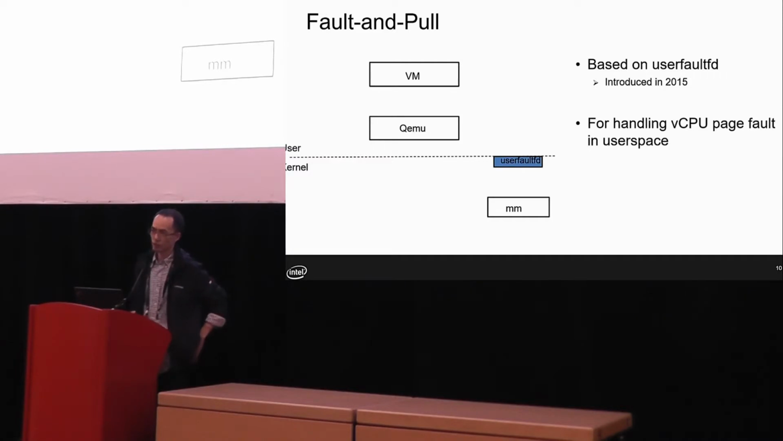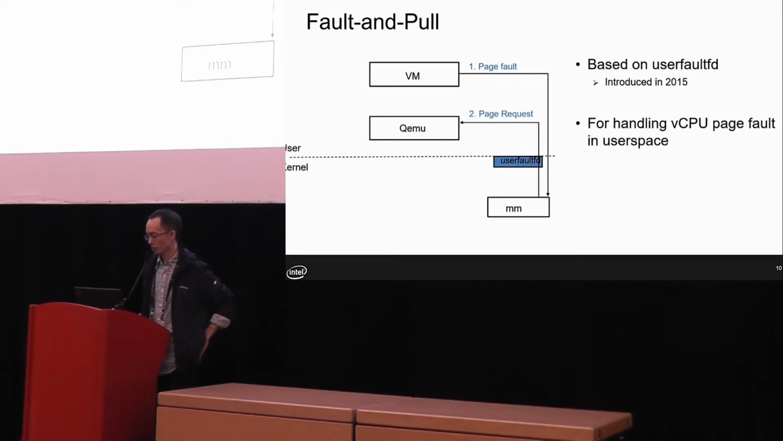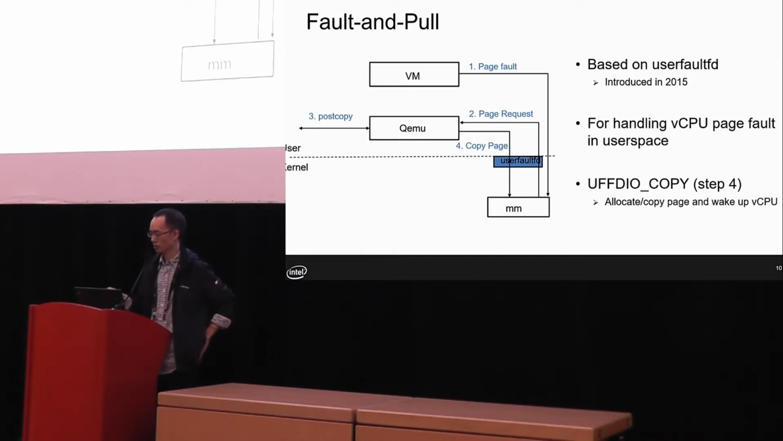So the last piece is how we send the fault information to user space. Before that, we look at the existing model, the fault and pull. This is based on the userfaultfd introduced in 2015 by Andrea. When a page fault happens, the host MM captures the fault and sends the notification through userfaultfd to QEMU to request a page. QEMU will pull the page from the source side to the target and then resolve the page fault. The last step is done through a userfaultfd command called UFFDIO_COPY. This basically combines three tasks: allocate the page, copy the page, and wake up the vCPU.